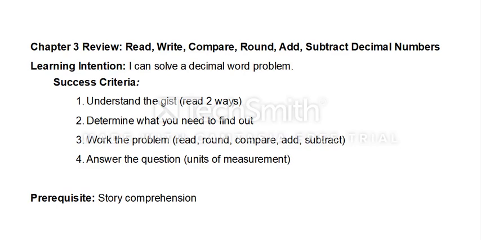Chapter 3 Review. Read, write, compare, round, add, subtract decimal numbers. The learning intention is to be able to solve decimal word problems. Success criteria: understand the gist, that means reading two ways, determine what you need to find out, work the problem, read, write, compare, add or subtract, and then answer the question with the correct units of measurement. Things that you need before the lesson is just simply story comprehension.